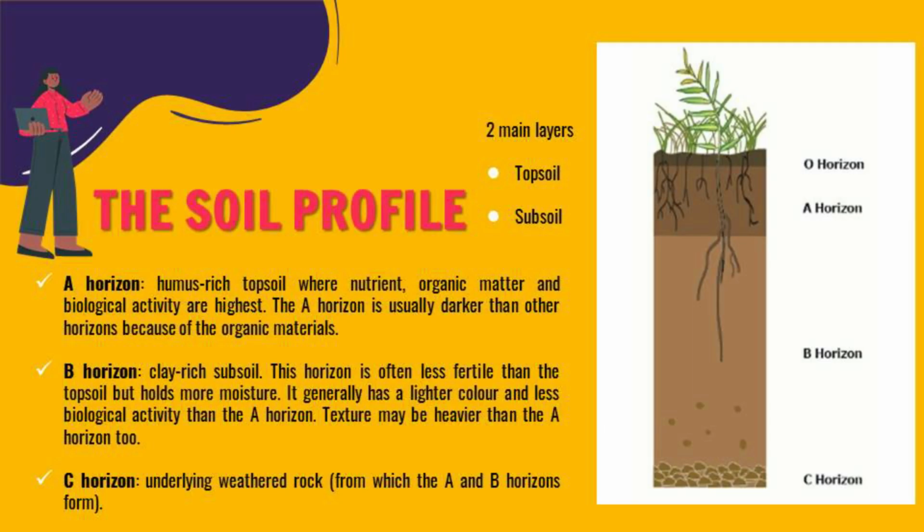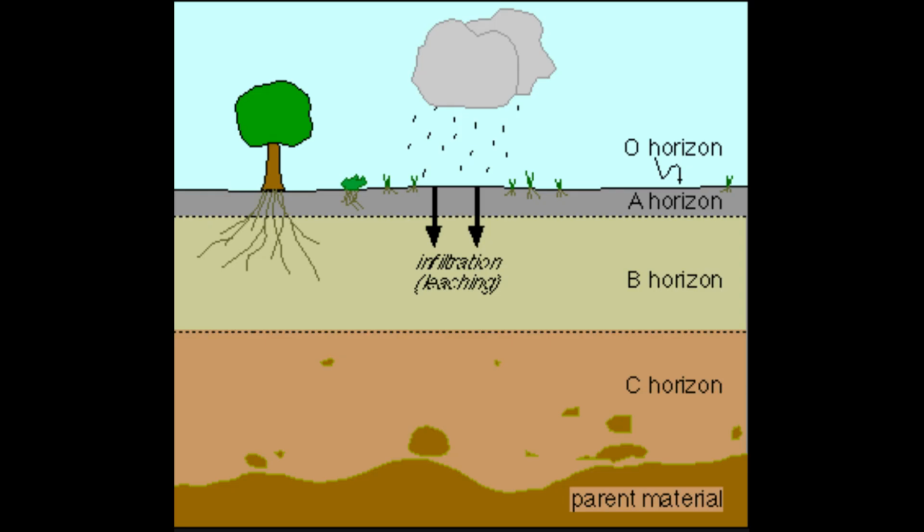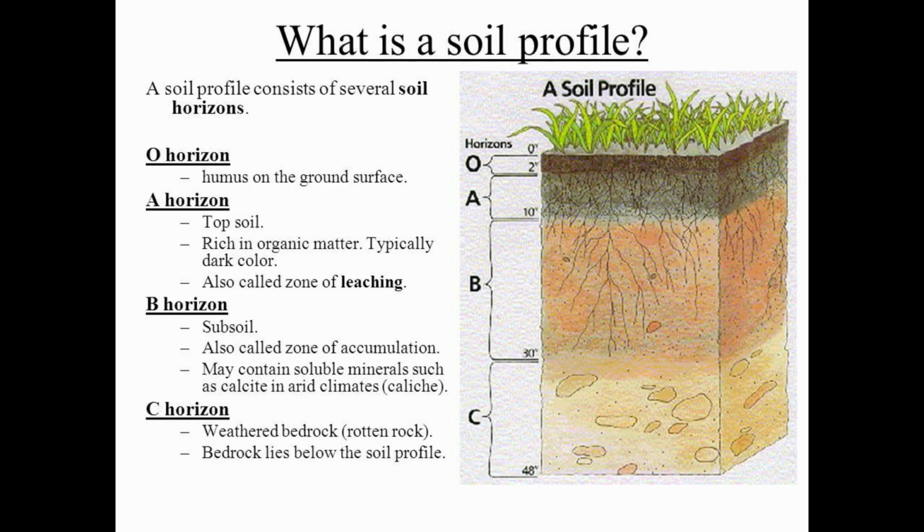Next, we go to the soil profile. As soil develops over time, layers or horizons form a soil profile. Most soil profiles cover the earth as two main layers, which are topsoil and subsoil. Soil horizons are the layers in the soil as you move down the soil profile. A soil profile may have soil horizons that are easy or difficult to distinguish. The first one is the A horizon. Humus-rich topsoil where nutrients, organic matter, and biological activity are highest. The A horizon is usually darker than other horizons because of the organic materials.